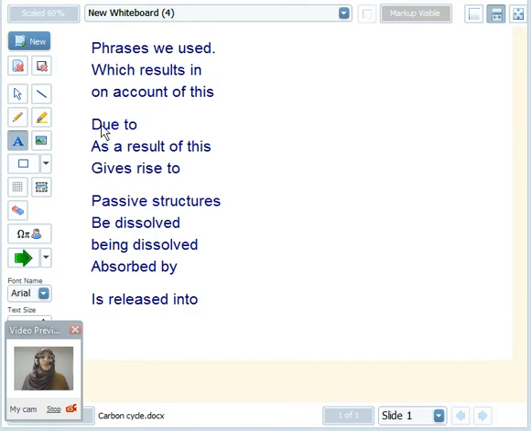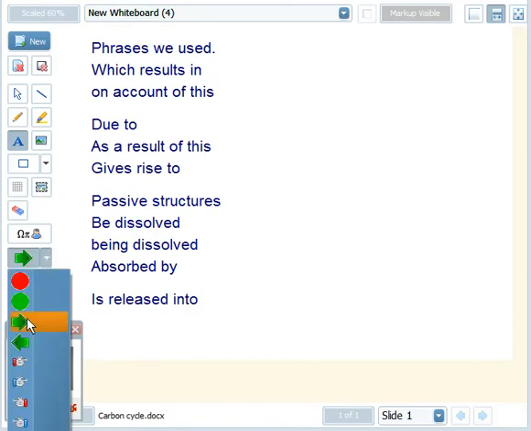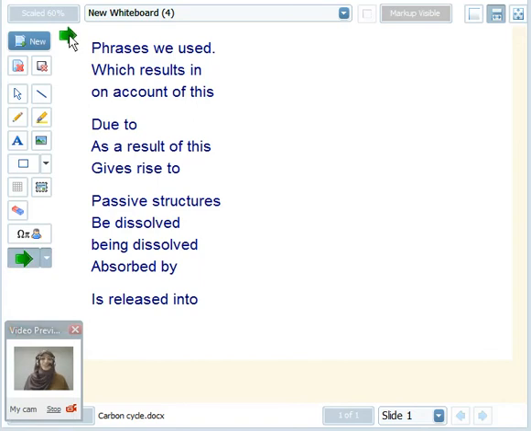So here we go. The type of phrases which we used, see that? Relative clause which we used. So which results in, on account of this, due to, as a result of this, and gives rise to. I also said subsequently, and I said to begin with. Again, you can use those sequencing starters to help you to write your essay. And these are some of the passive structures that I use. Be dissolved, being dissolved, absorbed by, is released into.